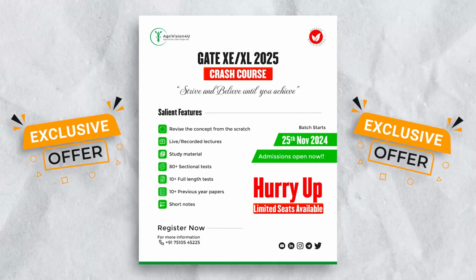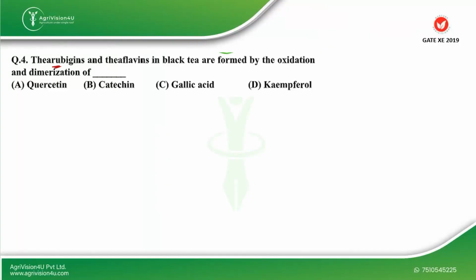Next, question number 4. Thearubigins and theaflavins in black tea are formed by the oxidation and dimerization of. Options are quercetin, catechin, gallic acid, or kaempferol. So these thearubigins and theaflavins are the primary pigments which are responsible for the color and flavor of the black tea.